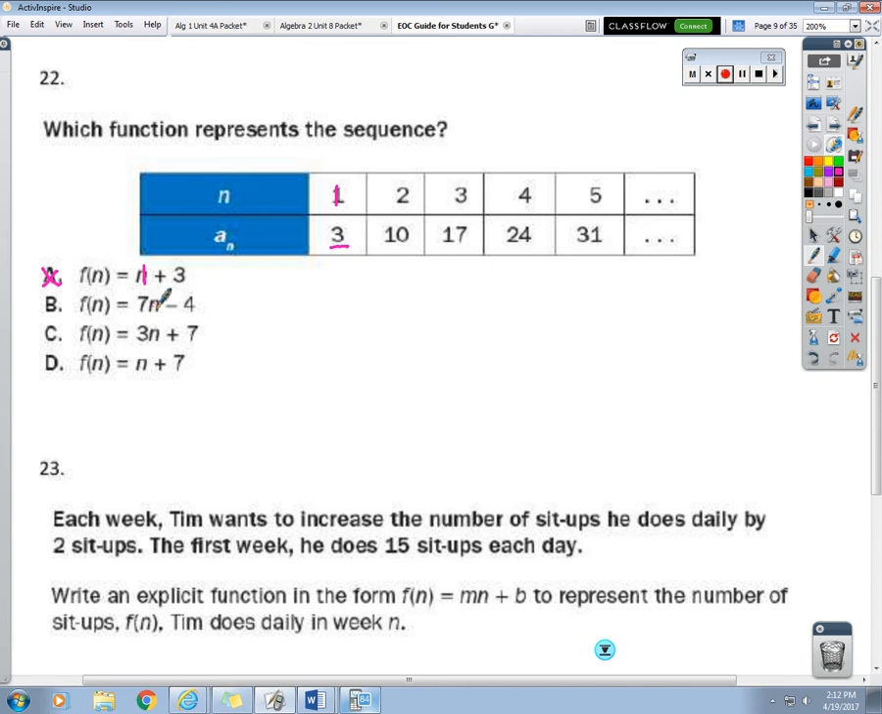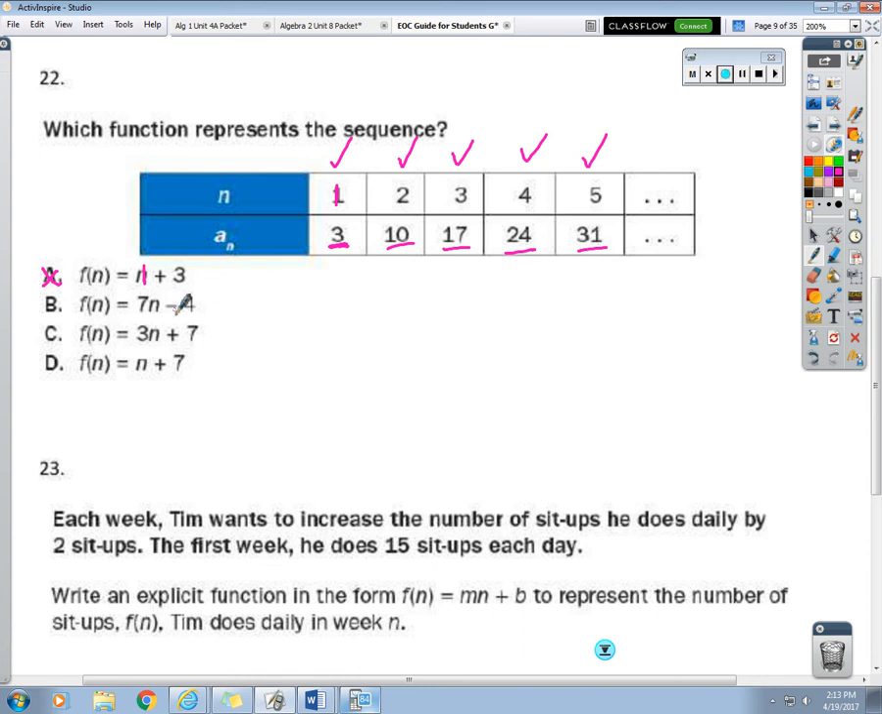Now let's look at B. If I plug in 1 for the n place, what's 7 times 1? 7 minus 4 is 3. Okay, so it worked for that one. So let's try the next coordinate. If I plug in 2, 7 times 2 is 14, and 14 minus 4 is 10. So it worked for that one. Then I would plug in 3. 7 times 3 is 21 minus 4 is 17. Okay? 7 times 4 is 28. 28 minus 4 is 24. 7 times 5 is 35. 35 minus 4 is 31. That's another way you could do that.